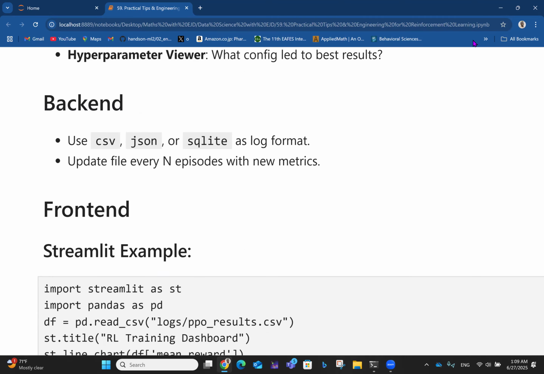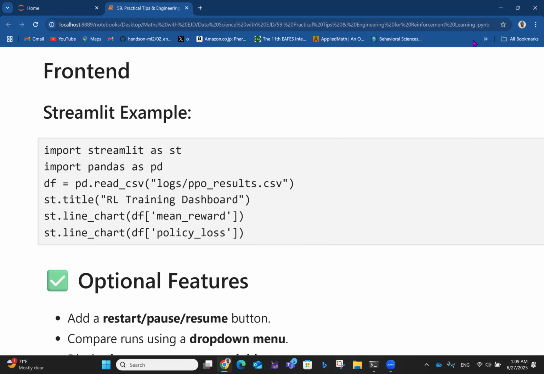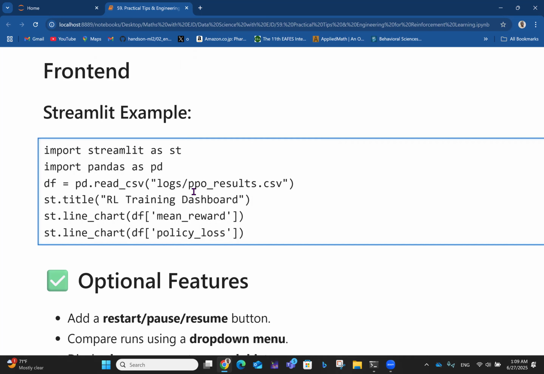So at the back end, we can use CSV, JSON, or SQLite as log format, and we can update the file every N episodes with new metrics. I think we are going to demonstrate that in the project too. Then for the front end, you have a Streamlit example. Because we don't have any log file right now, I'm just keeping this raw, because we don't actually have a CSV file that contains things like that. But this is a typical way to use Streamlit for the front end.